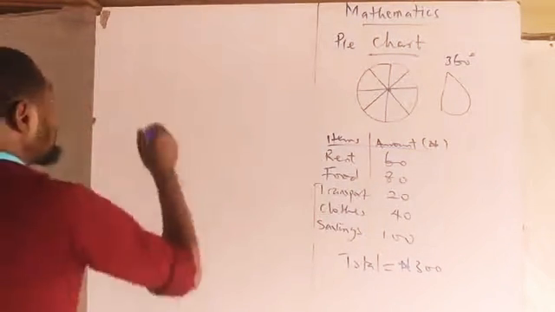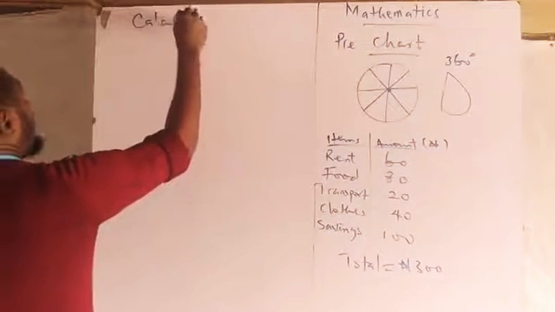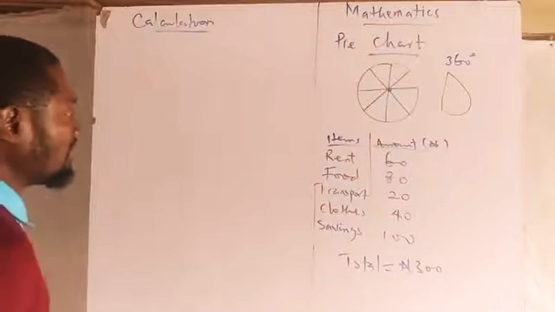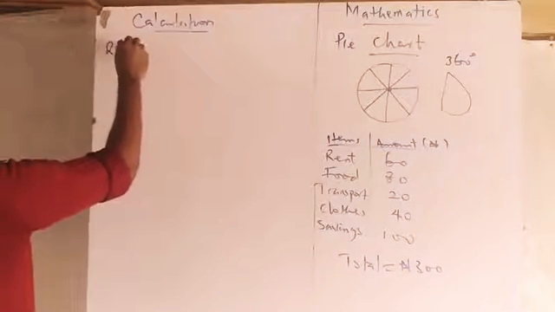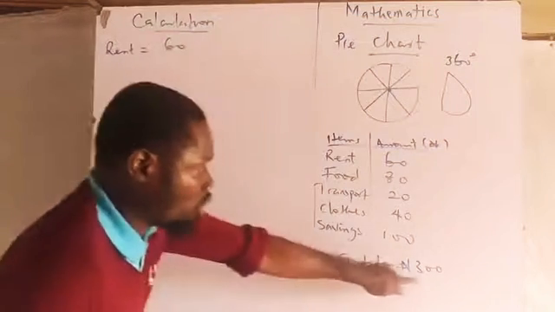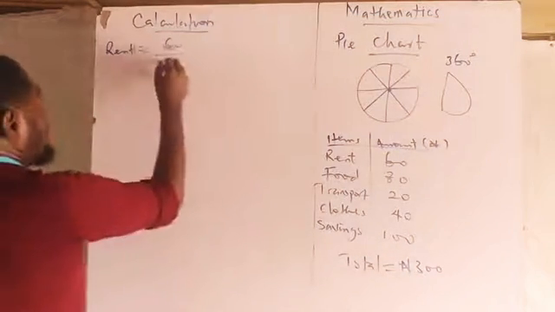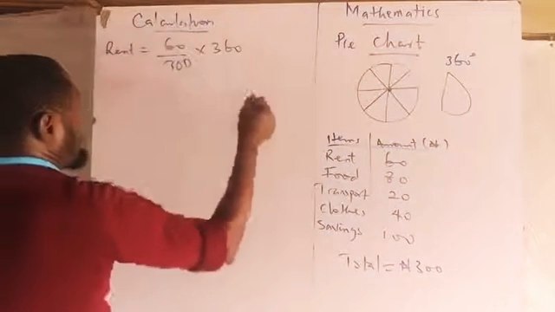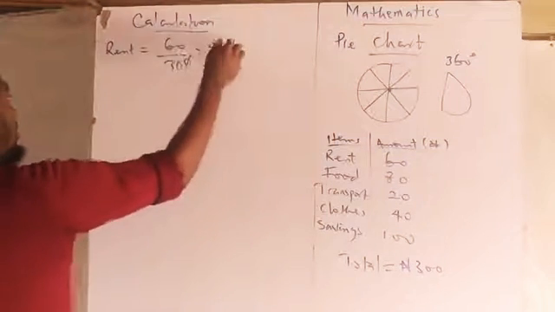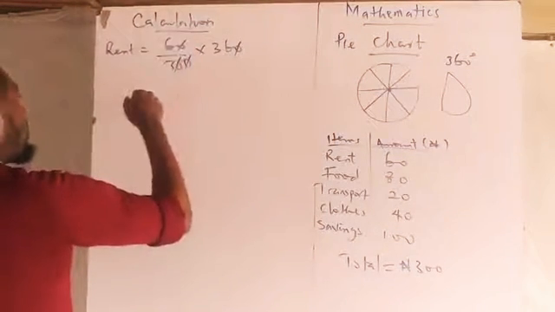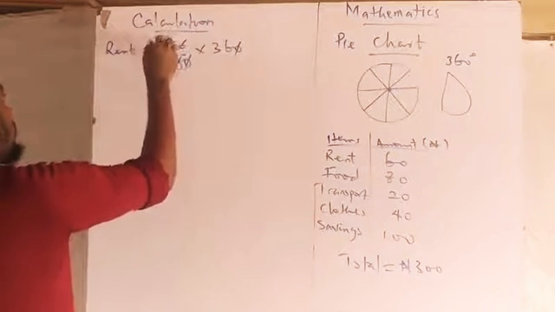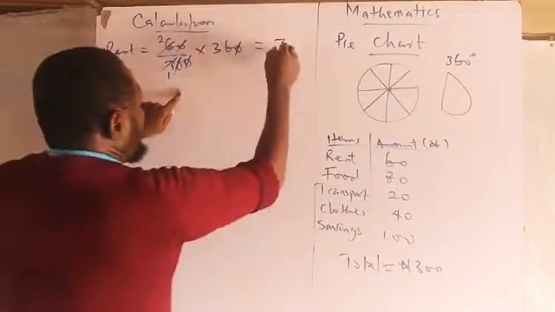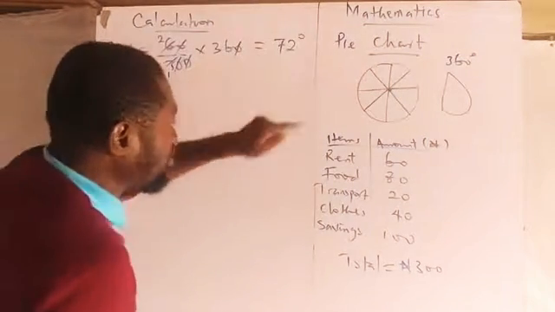Calculation. We're going to change all to degrees. Let's start with the rent. For rent, we have 60 over the total 300 times 360, which is the angle at a point. This 0 will cancel this 0. And 3 into 3 is 1, 3 into 36 is 12. So we have 2 times 36 up and 1 down. Our answer will be 72 degrees. So for rent is 72 degrees.